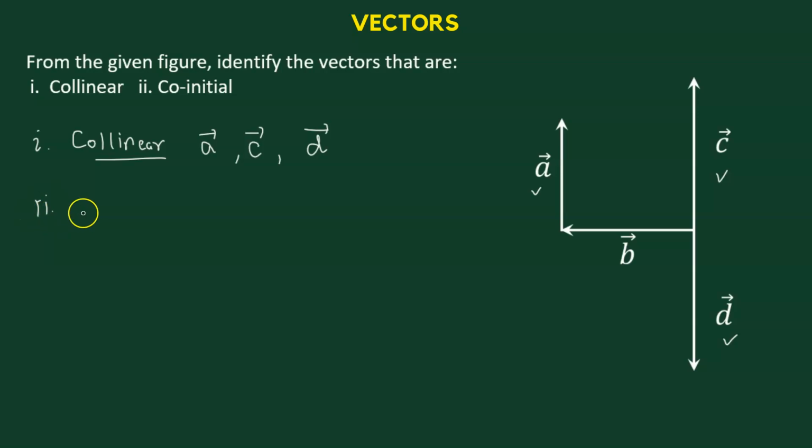Coming to the third one, we need to find out vectors that are co-initial. Co-initial means when the initial points of the vectors coincide. Now, let's say we consider this particular initial point. From here we have vector C starting. We also have vector D starting as well as vector B. So here we can say this is going to be the co-initial point of the vectors B, D and C. These 3 vectors are co-initial vectors.